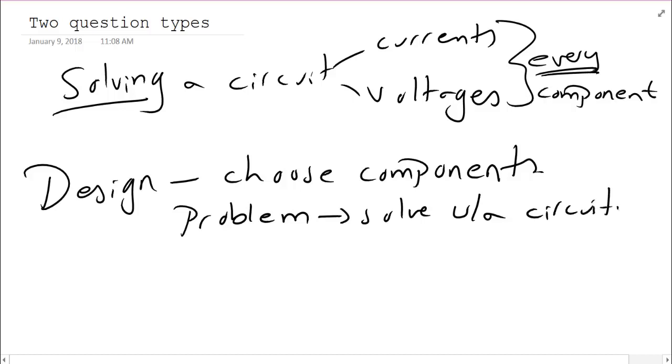We've done a little bit of design and a lot of solving in the previous units. In the upcoming units, we're going to continue this. In a sense, what we're developing are the techniques for solving a circuit, and then we're going to learn how we can use those techniques to also design circuits.